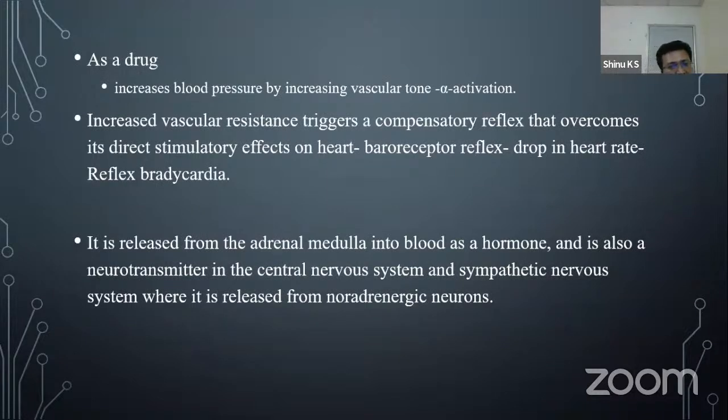As a drug, it increases blood pressure by increasing the vascular tone on alpha activation. It increases the vascular resistance and triggers a compensatory baroreceptor reflex that overrides the direct stimulatory effect, and there is a drop in the heart rate, so reflex bradycardia is produced.